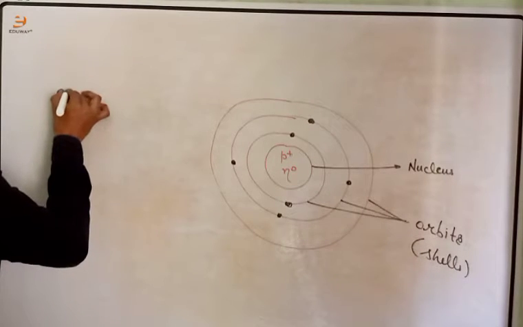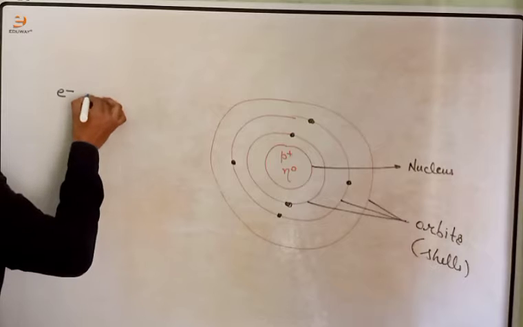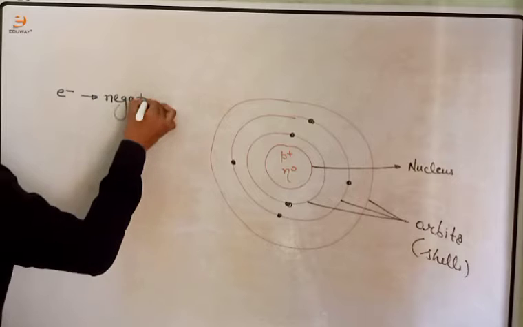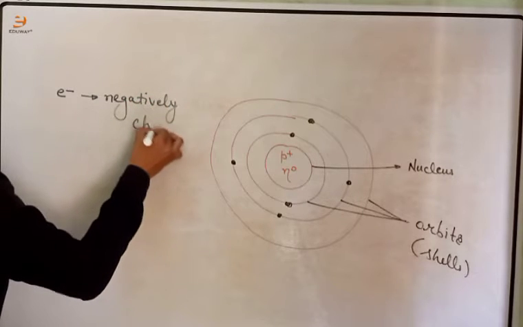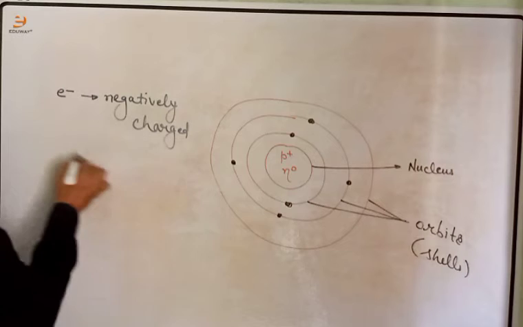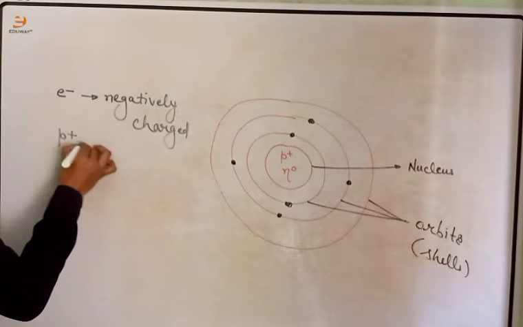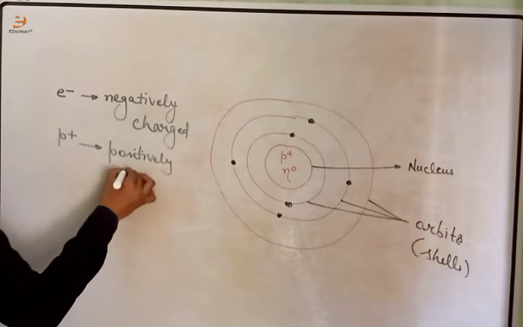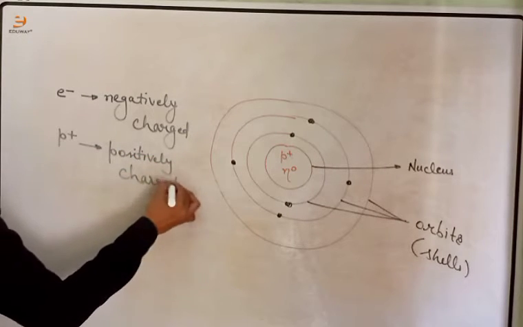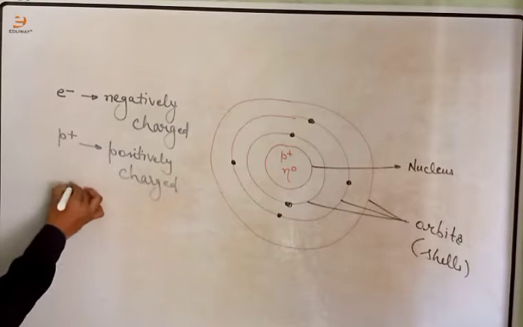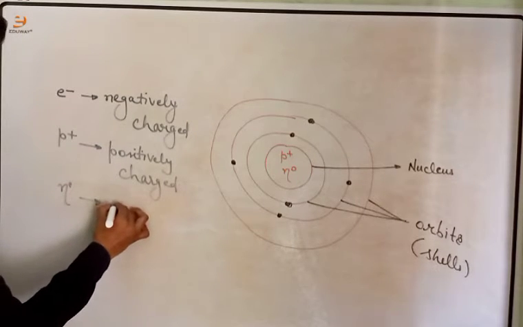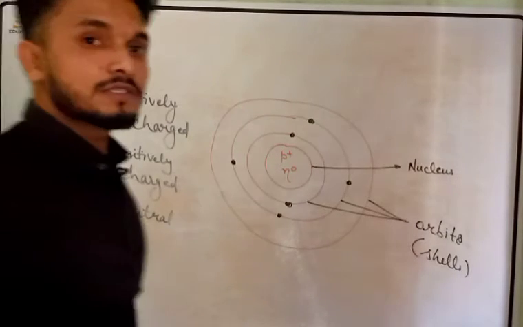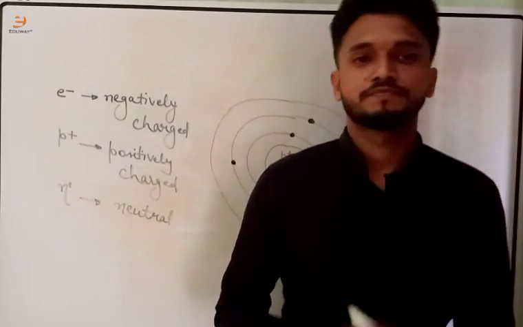Electrons are negatively charged particles. And protons are positively charged particles. And neutrons are uncharged or neutral. Neutral means they are uncharged, they do not have any charge.